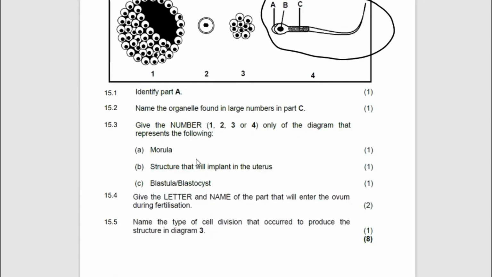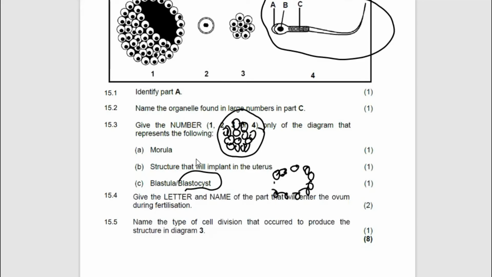What is a morula and what is a blastula or a blastocyst, the way you pronounce it? Remember, a morula is just a ball of cells. This ball of cells has no hole at all. So you look for something which is like that. And then a blastula is a hollow ball of cells. It must have a hole. So you look for something which has the hole. So basically, morula is going to be number three, and then blastula is going to be number one.